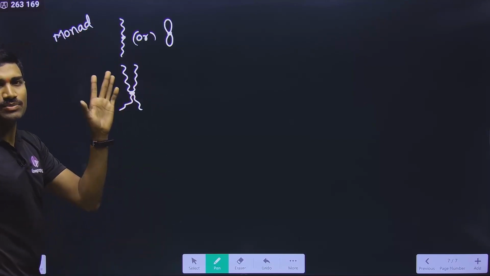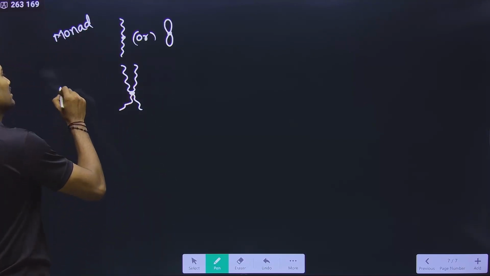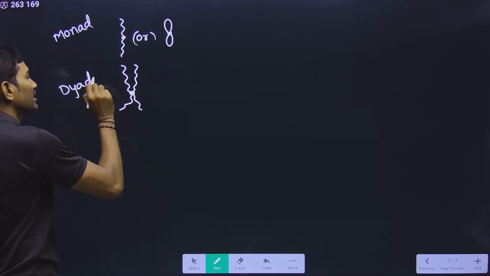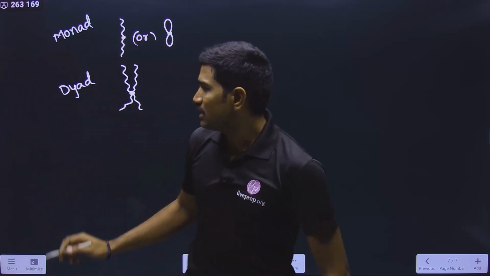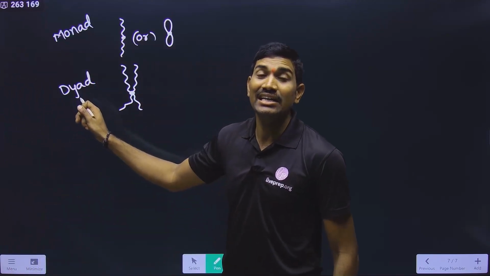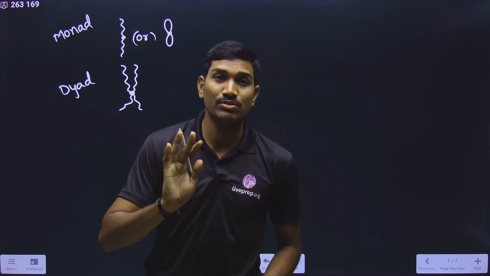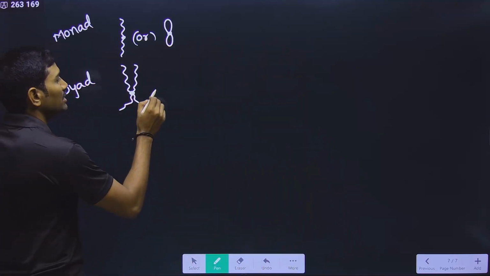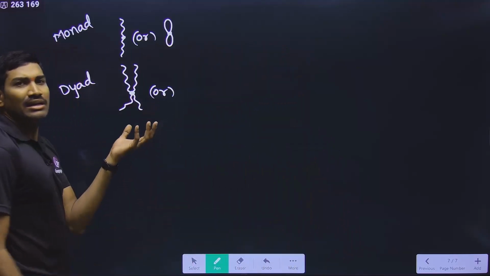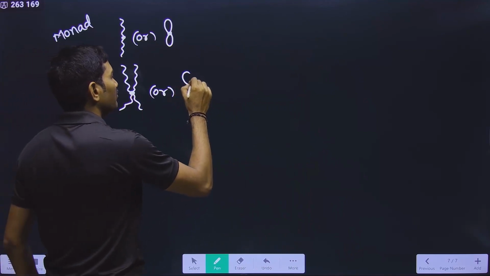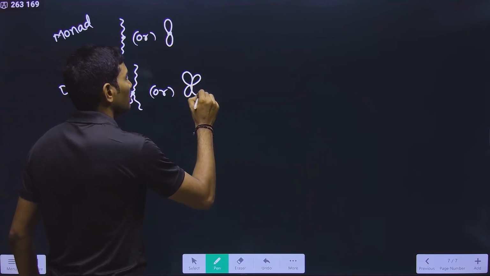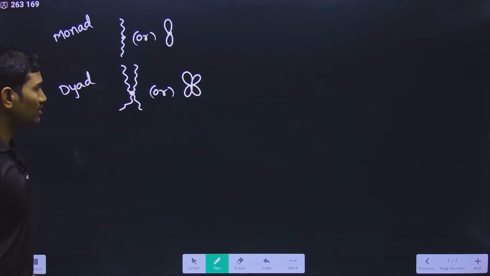Single chromatid is present, that's why it is a monad. Here two chromatids are present, it is called a dyad. Many students write this spelling as D-I-A-D. It is not D-I-A-D, it is D-Y-A-D. So observe the spellings also. Next one, it may be like this, the decondensed form, or the same thing if it is condensed, you will draw like this.